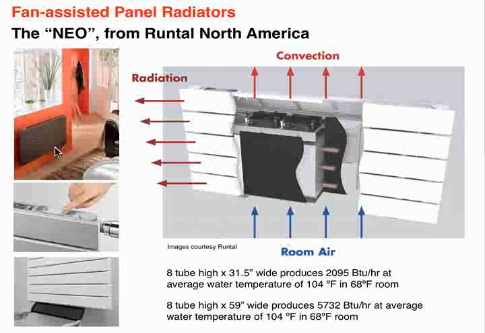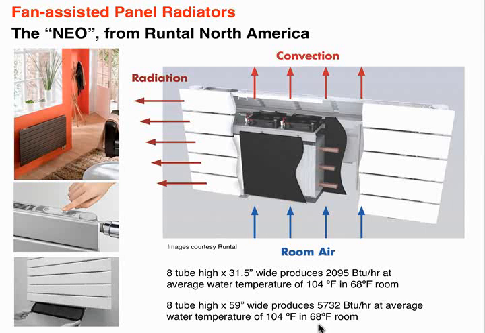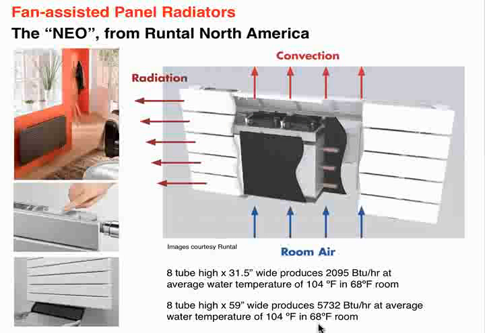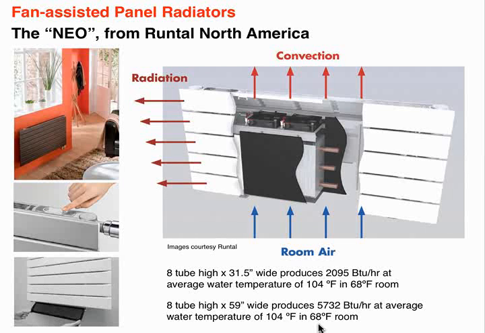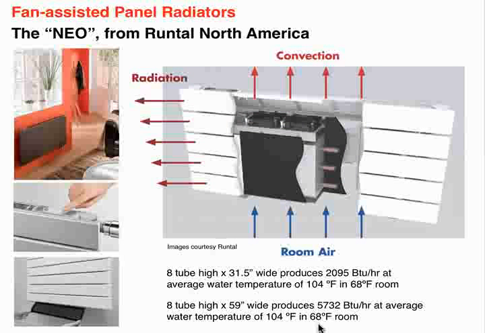Just to give you an idea of what performance is, if we look at an 8-tube high panel, that would be this height here. 8 tubes high, just under 5 feet wide, getting about 5,700 BTUs per hour at an average water temperature of 104 in a 68-degree room. So again, these products were specifically designed to go after that low temperature market. They're designed to be compatible with heat pumps, and certainly they'd be compatible with solar thermal, they'd be compatible with mod-con boilers, all of which benefit from those low water temperatures.